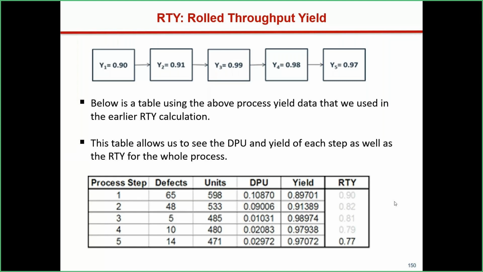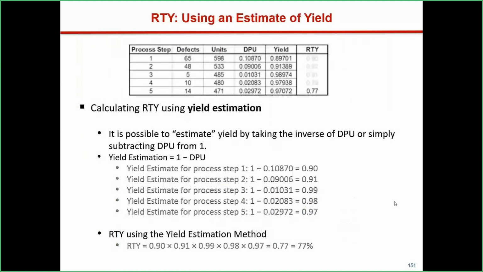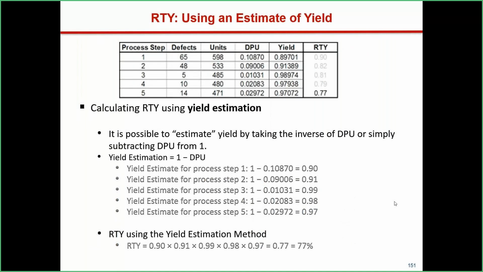So let's look more into it. This is another way of finding yield, called the yield estimation method. It is possible to estimate yield by taking the inverse of DPU, or simply subtracting DPU from 1. So yield estimation is 1 minus DPU. If you just subtract the DPU from 1, you will get this number straight away. You don't have to find the yield and do all those calculations. That is what the other method is.